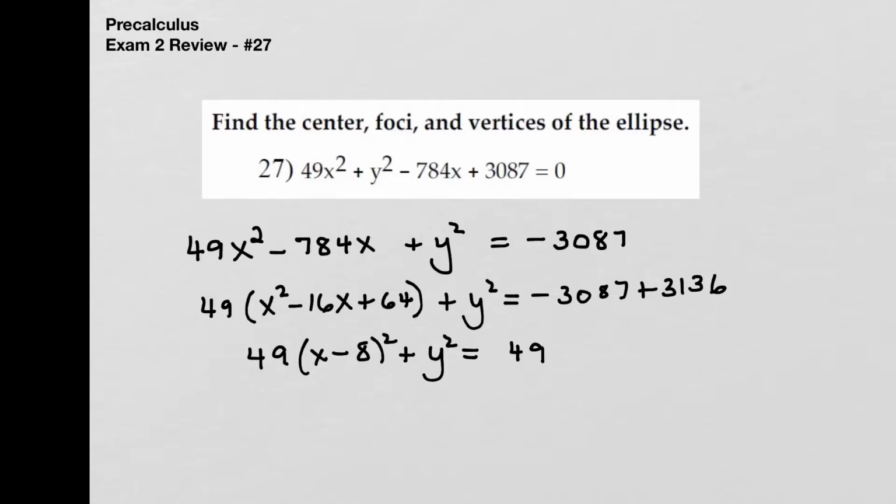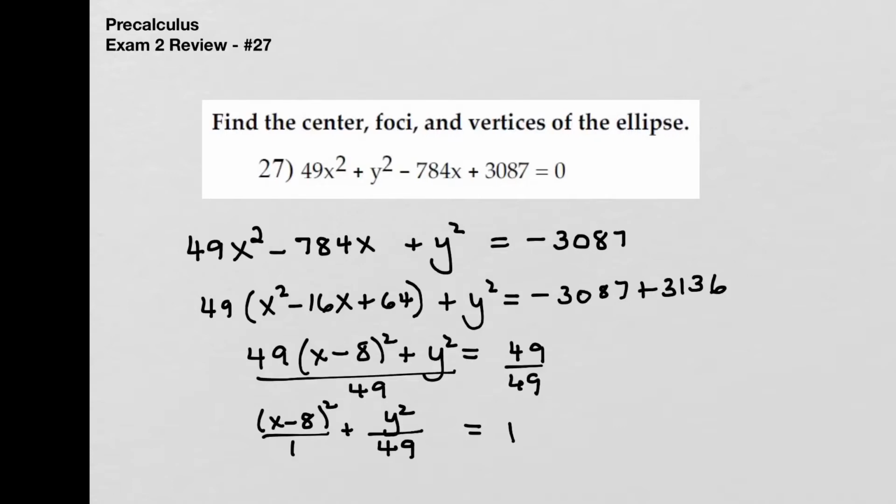This is still not in standard form because we need to have whatever's on the right side equal 1. So I'll divide both sides by 49, and that will give me 1 on the right side. So on the left-hand side, the 49 times x minus 8 quantity squared, the 49 in front will cancel with the 49 in the denominator. So this gives me x minus 8 quantity squared, and I like to write that over 1. Obviously, it's not absolutely necessary, but it's nice to have the ellipse in this standard form. It just makes it a little bit easier to do the problem. And then we have y squared over 49, and that all equals 1.